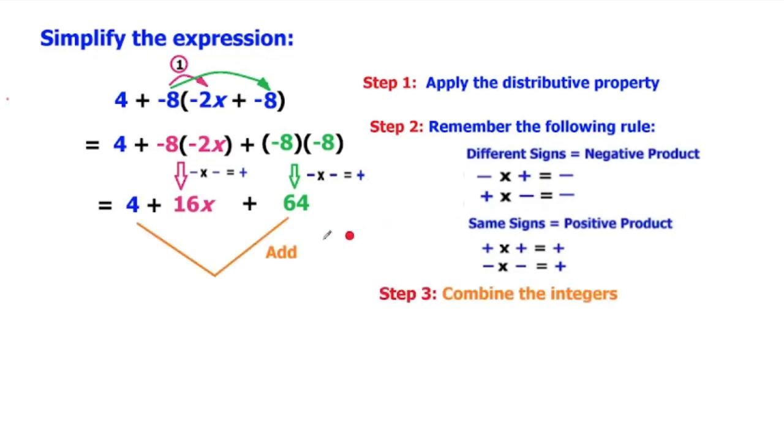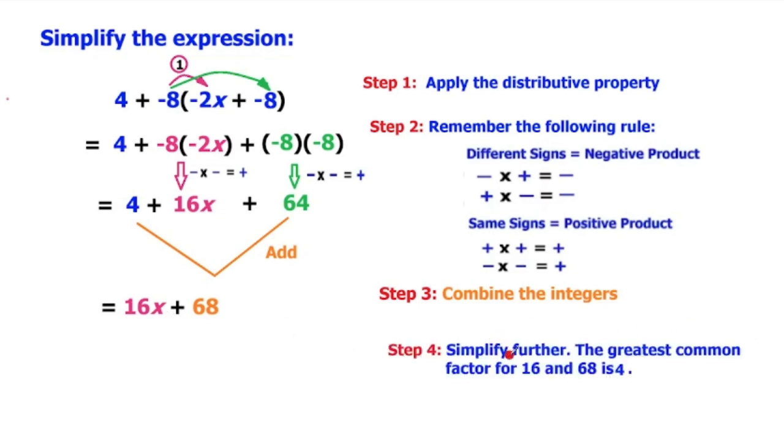So now we can add these two. These are just integers on their own. We can combine these integers. So let's add those. 64 plus 4 is 68. And then don't forget to continue to include this in your equation. So 16x plus 68.